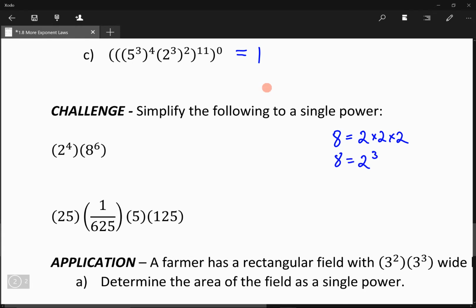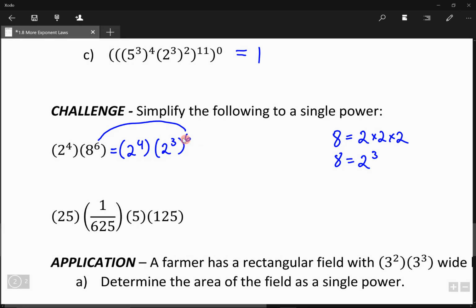Okay, so I'm going to write 2 to the power of 3 here. So this is going to equal 2 to the power of 4 times 2 to the power of 3. And don't forget, this exponent still exists, so I have to put that 6 up there. But I've just now rewritten the question with the same base.